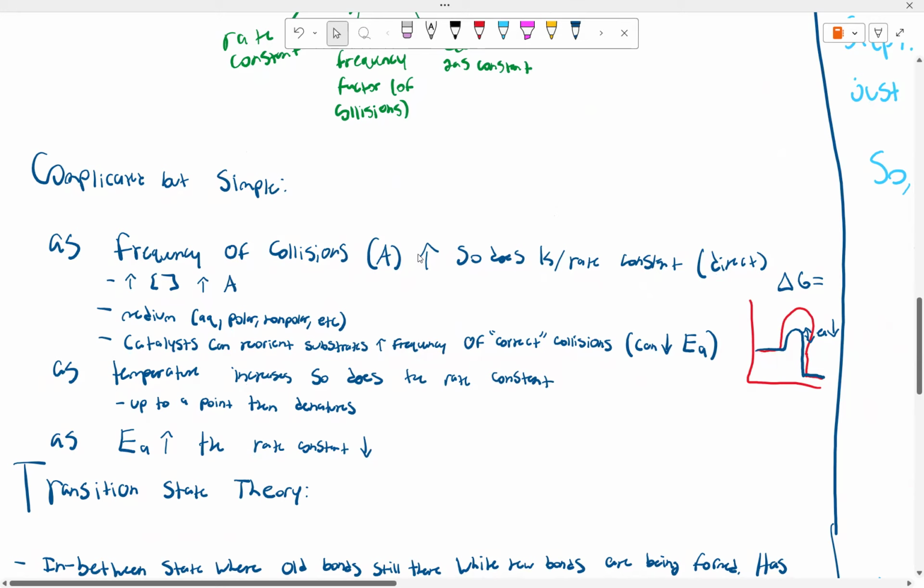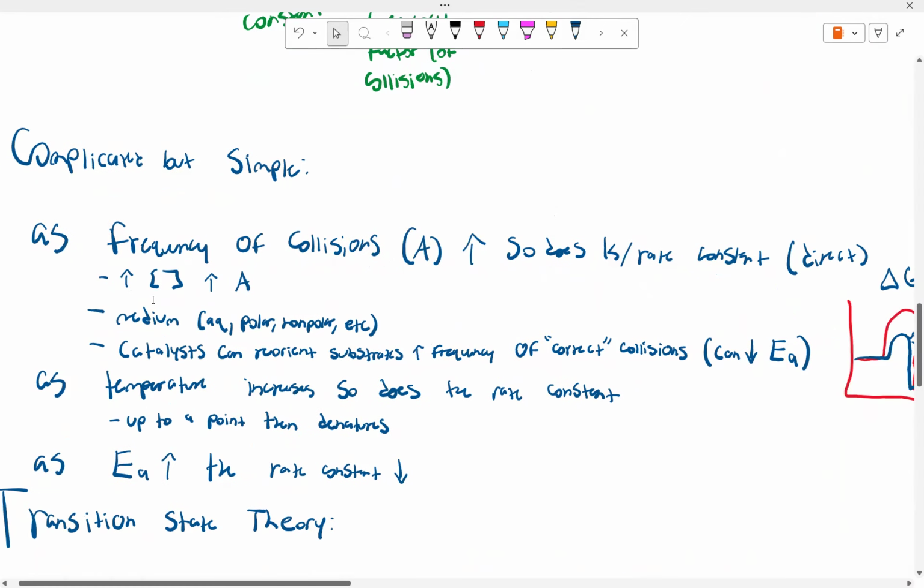it's not that complicated. Basically it's saying that as the frequency of collisions, or A, increases, so does the rate constant, which makes sense, because you're going to have more products formed. This is a direct relationship. So how do you increase the number of collisions? If you increase the concentration, or the amount of molecules, you increase the frequency of collisions.